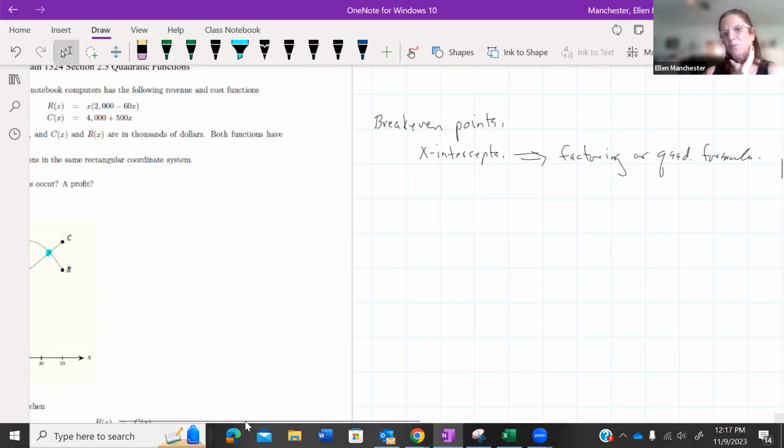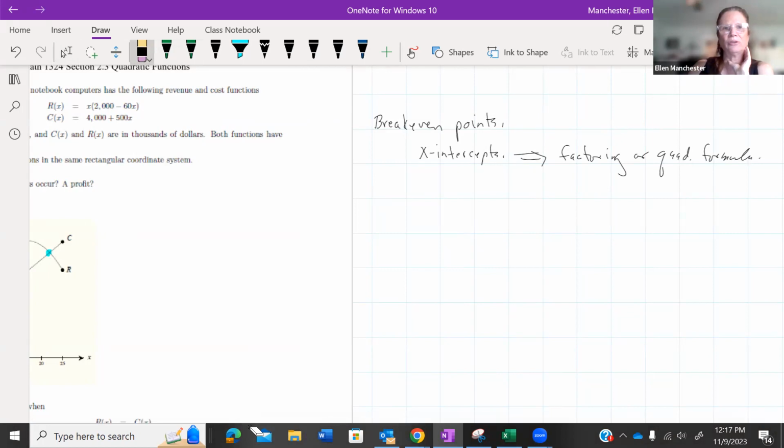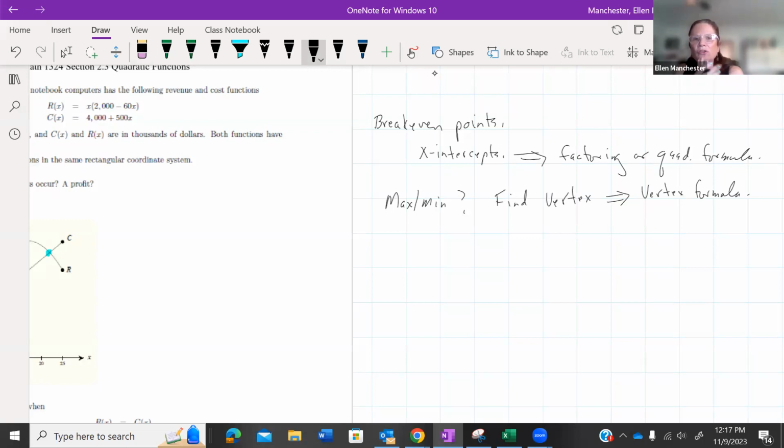Okay, that's how you find break-even points. To find the vertex, I'm sorry, let me do it differently because we're looking at terminology. To find the maximum or the minimum, you find the vertex. How do you find the vertex? You use the vertex formula. Okay, so those two terms are going to be super, super important.